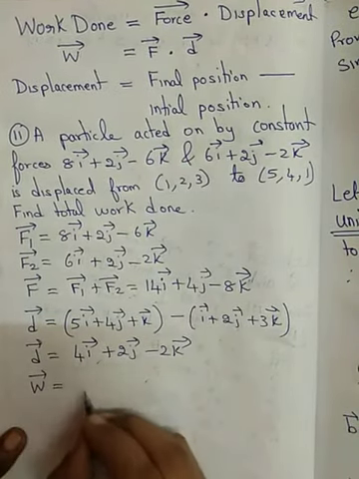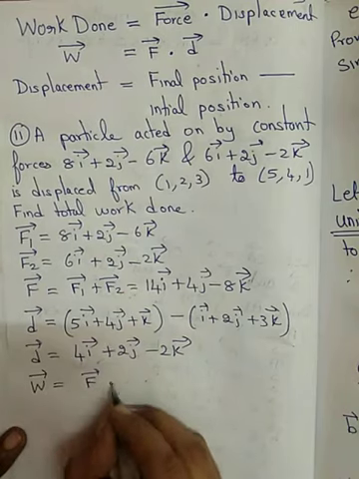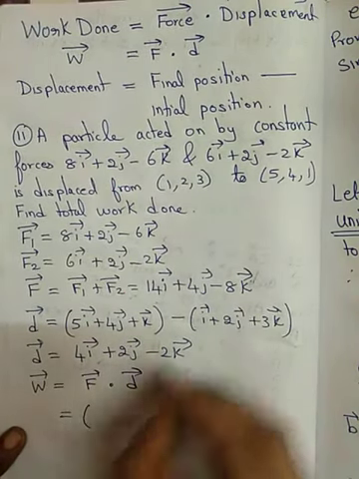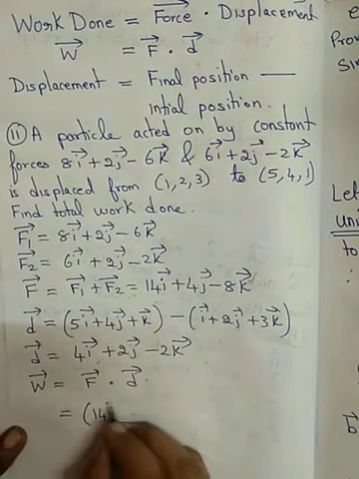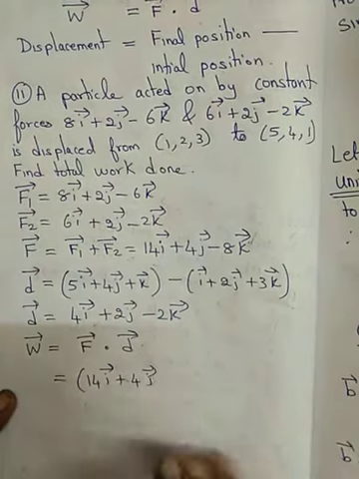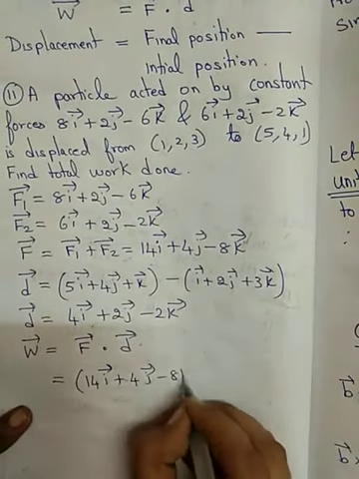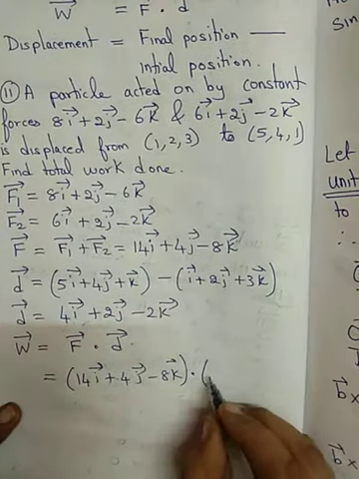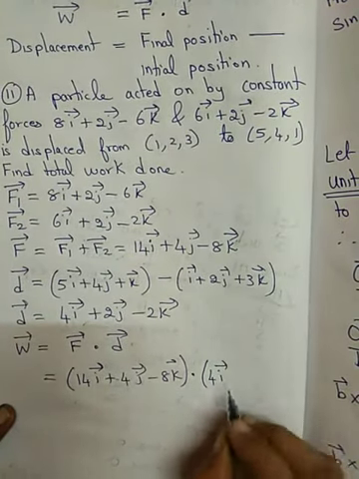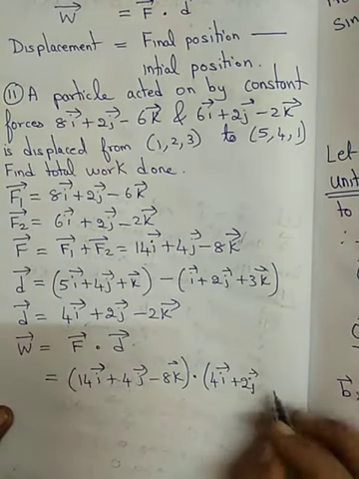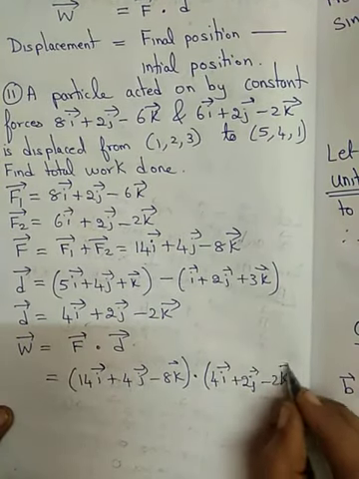We know the formula for work done is F vector dot D vector. So F vector, what is the force we got? 14I vector plus 4J vector minus 8K vector. Do the dot product with displacement. What is the displacement? 4I vector plus 2J vector minus 2K vector.